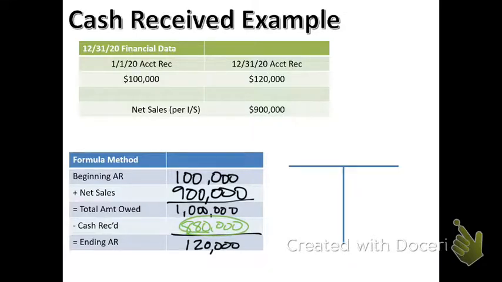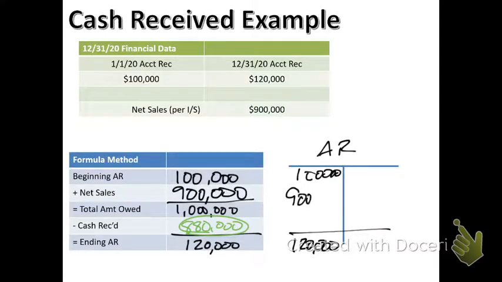Again, doing the same thing, just using the T account method. Here's my accounts receivable. Again, beginning balance is $100,000. Ending balance is $120,000. Every time I sell, I am debiting accounts receivable, so I'm going to debit at $900,000. So again, there's going to be a missing number over on my credit side. How much did I credit accounts receivable for because I received cash? Again, the same $880,000 is what makes the math work there.